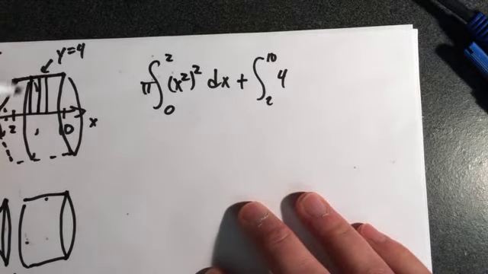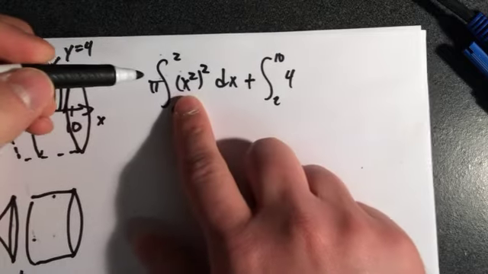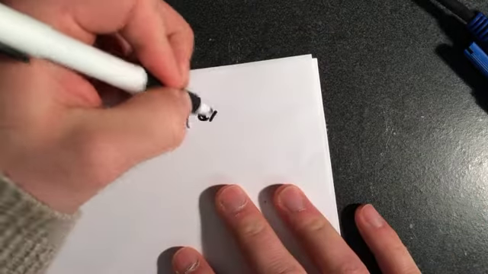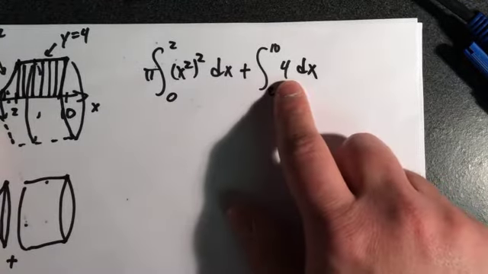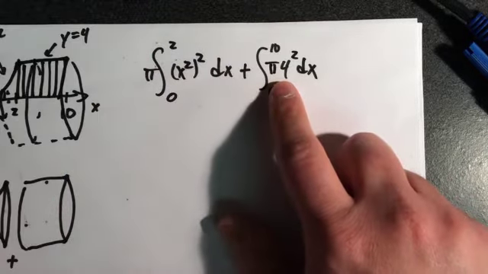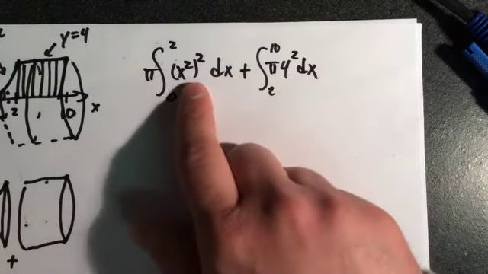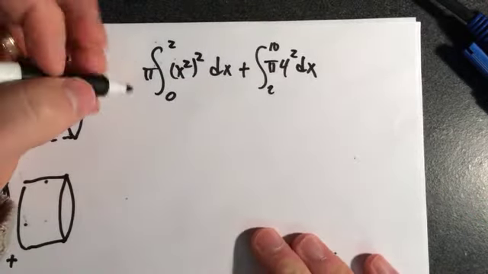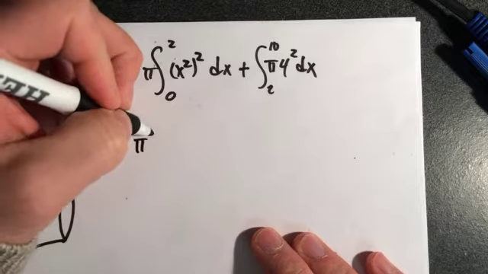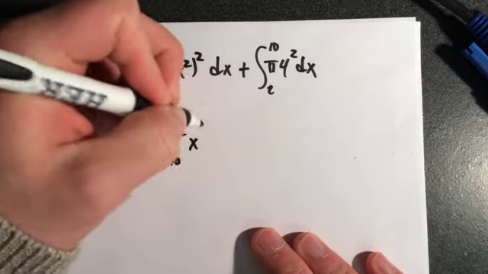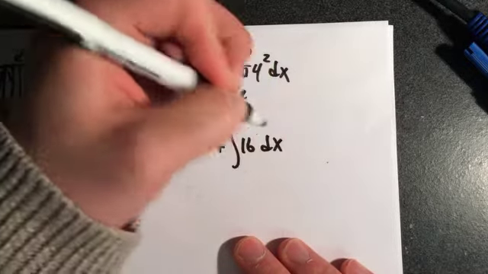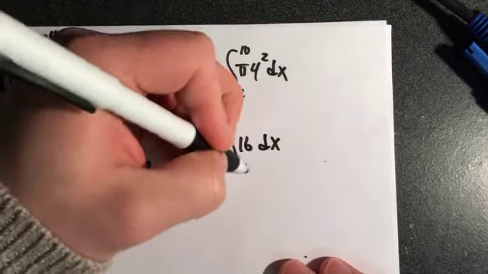Notice the radius never changes. It's always 4 on this span. But over here, the radius did change. It went up to x squared. So this is 4 dx. So again, face of the circle, height, face of the circle, height. And now we just push through the mathematics here. So we end up with pi times the integral from 0 to 2 of x to the 4th dx plus 16 dx from 2 to 10.